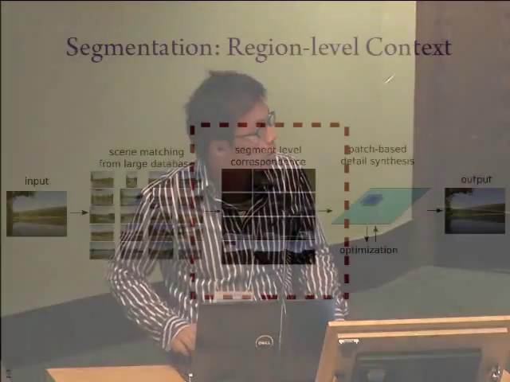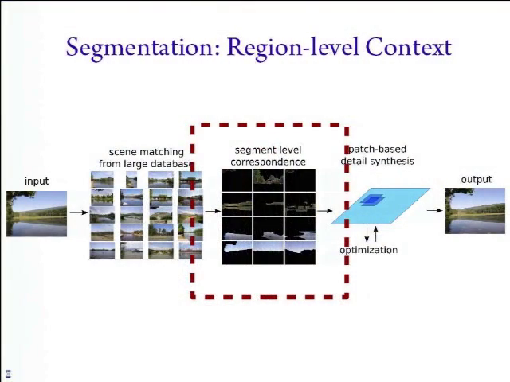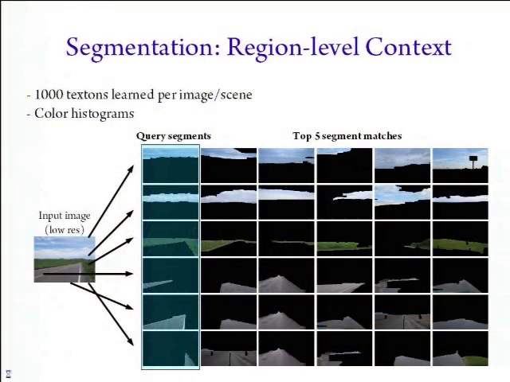And now we're going to move on to the rest of the pipeline. The rest of the pipeline is pretty much inspired by existing work. The next step is to further constrain the problem by providing region-level context. So we're going to do segmentation. And this is one example of the segmentation results. This is a very simple image.